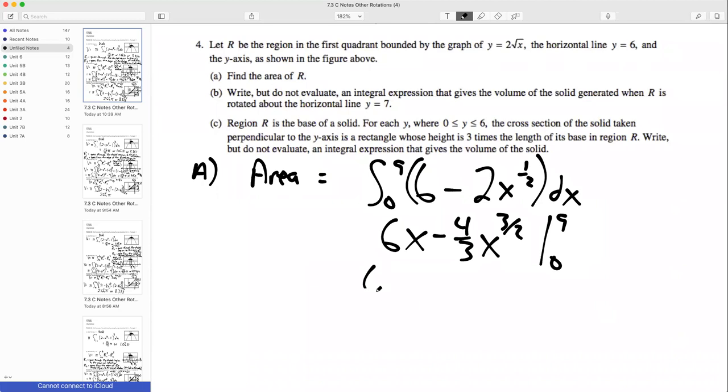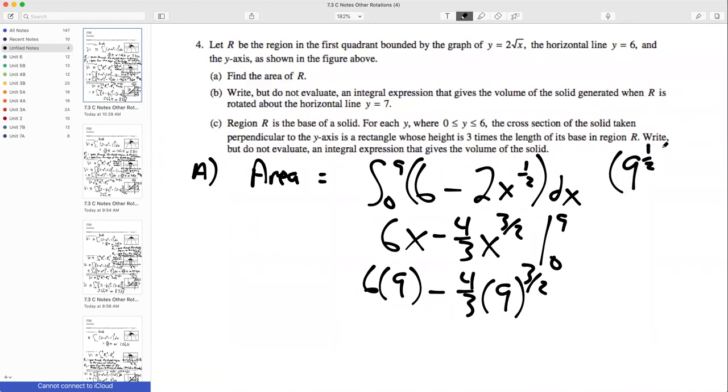So I'll plug in the 9. I have 6 times 9 minus 4/3 times 9 raised to the 3/2. And I'm like, come on, seriously, College Board? How are we supposed to do this without a calculator? That's a good question. Shall we just stick our proverbial heads in the sand and hope the problem goes away? No. You square root it and then you multiply by 3, or do the cube thing.